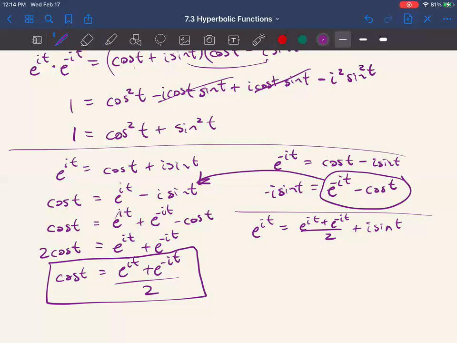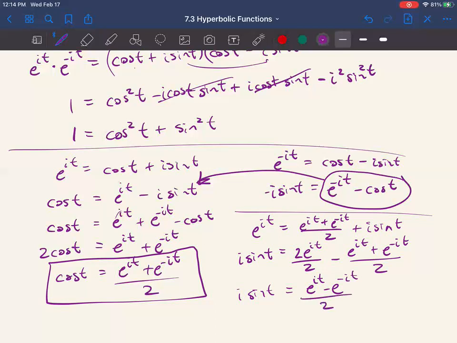And so we can solve this for sine. So we get i sine t equals e to the it, and I'm going to make this 2 e to the it over 2, minus e to the it plus e to the negative it over 2. And so I get i sine t equals, and I can combine these together. I have 2 e to the it minus e to the it, so that's just e to the it, minus e to the negative it over 2. And so I can say i sine t equals e to the it minus e to the negative it over 2. But I can divide both sides by i, right? And so if I divide both sides by i, I get a little 2i right there. So I can make it over 2i.